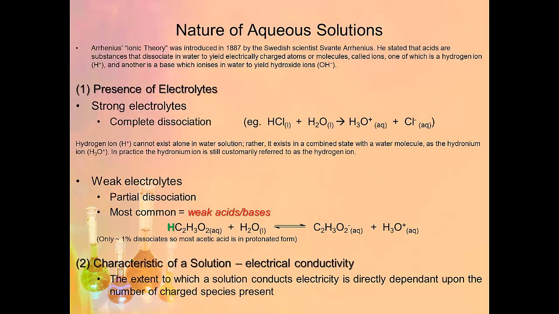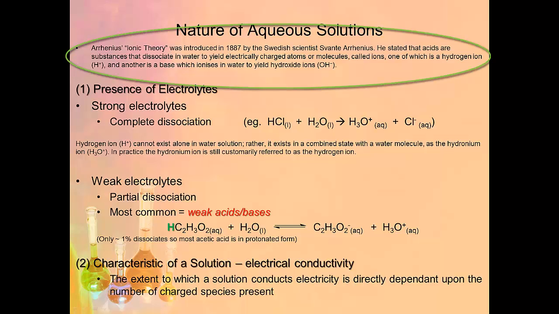So let's have a look at the nature of aqueous solutions. Now, we're going to be using, in part, the Arrhenius ionic theory. Now, this was introduced in 1887. This is the Arrhenius definition of what an acid is and what a base is. Okay, we'll discuss this very soon.